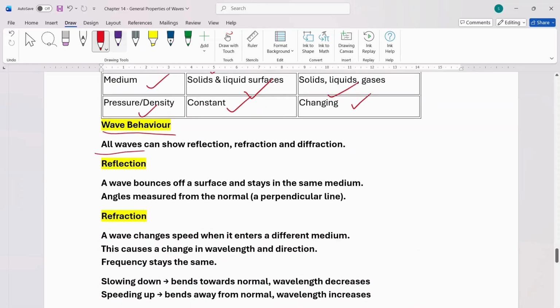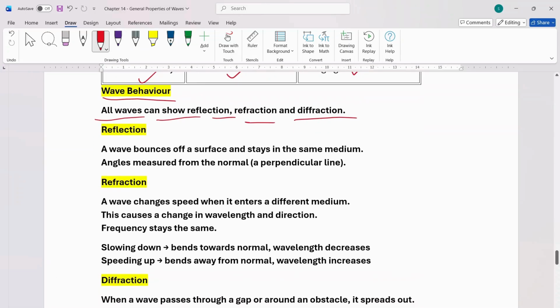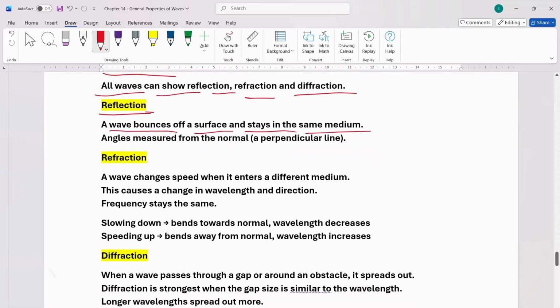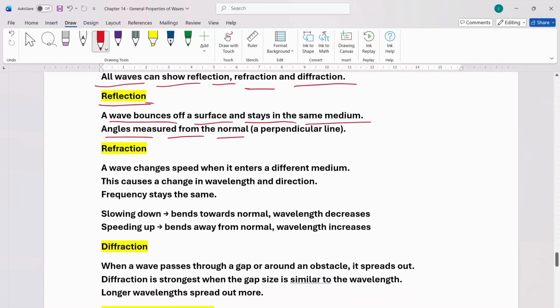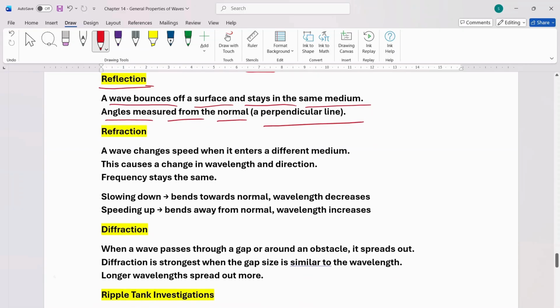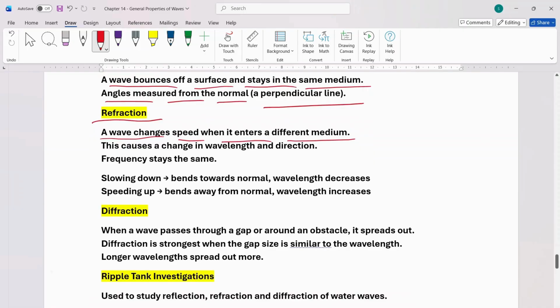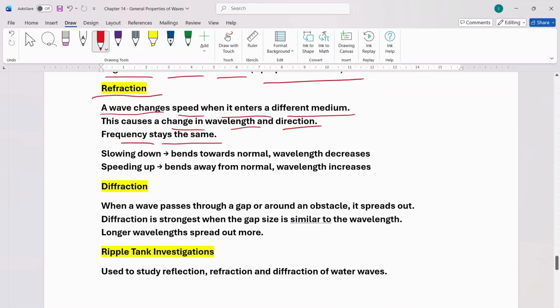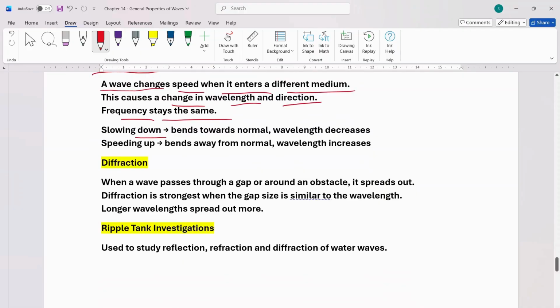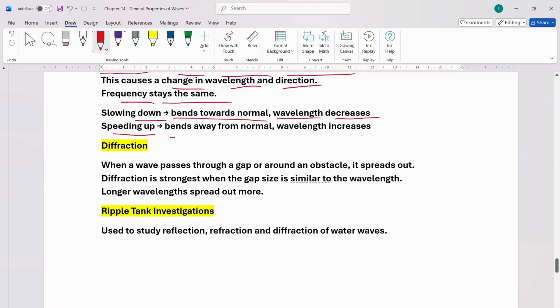Wave behavior. All waves can show reflection, refraction and diffraction. Reflection: a wave bounces off a surface and stays in the same medium. Angles are measured from the normal, a perpendicular line. Refraction: a wave changes speed when it enters a different medium. This causes a change in wavelength and direction. Frequency stays the same. Slowing down, it bends towards the normal and wavelength decreases. Speeding up, it bends away from the normal and wavelength increases.